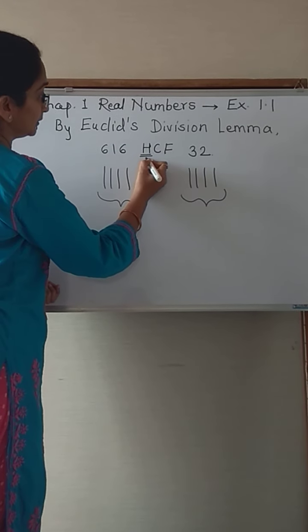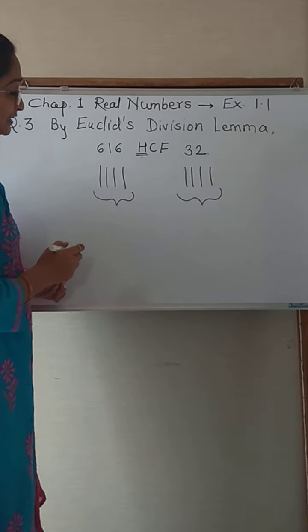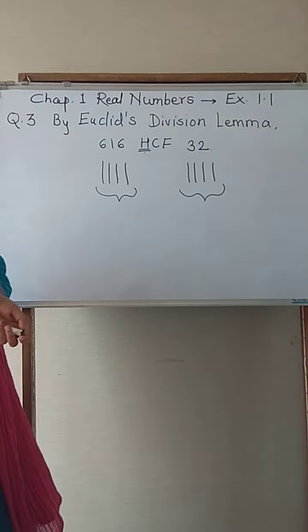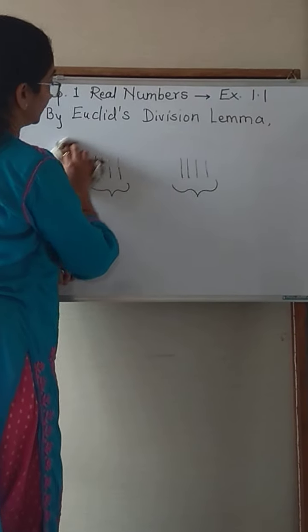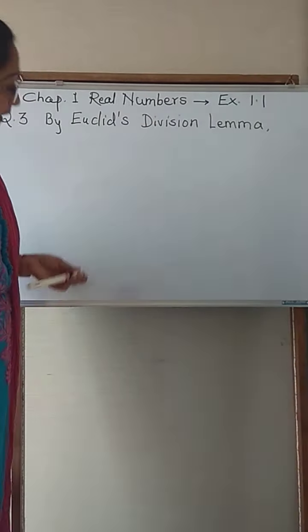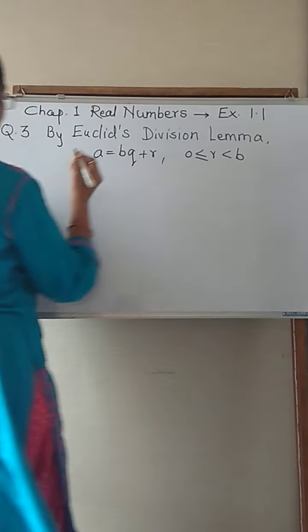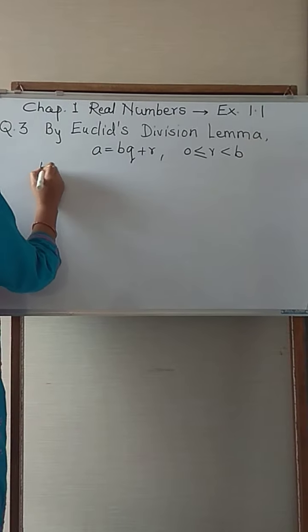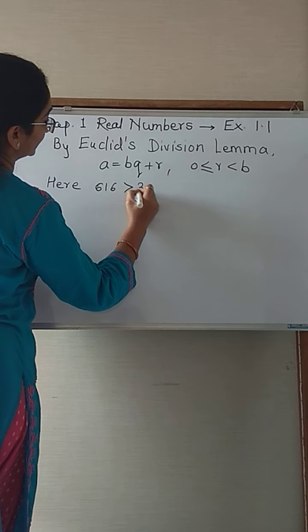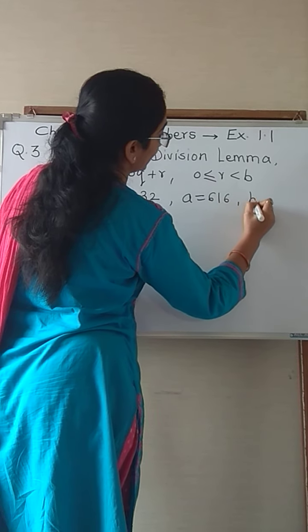Maximum represents the word highest. So we have to find the HCF of these two numbers by using Euclid's division algorithm. Now here we know Euclid's division algorithm as a = bq + r, where 0 ≤ r < b. Now here it is given that 616 is greater than 32. Therefore we have to consider a as 616 and b as 32.